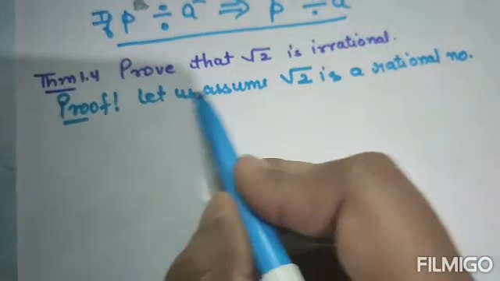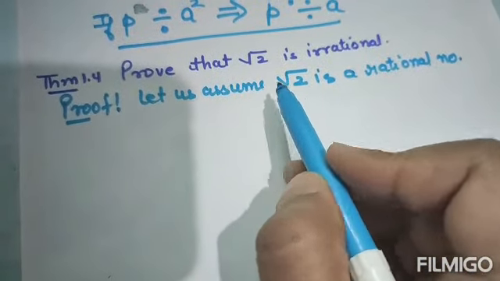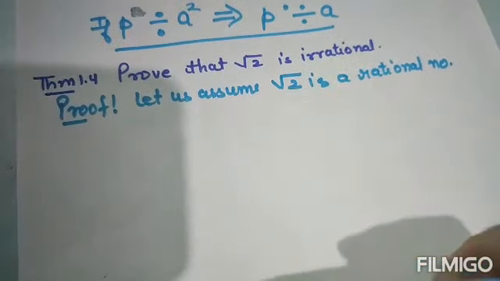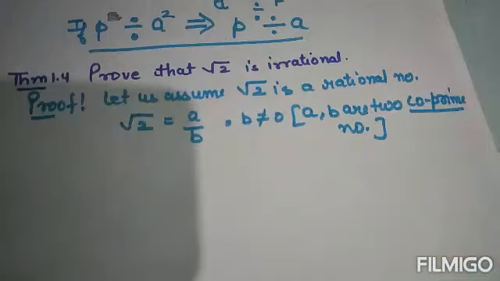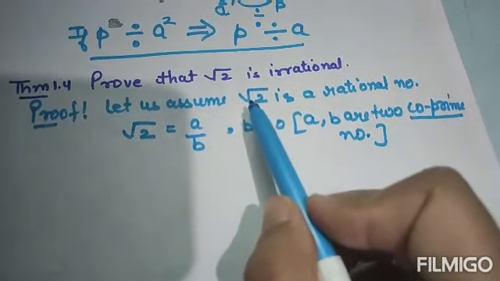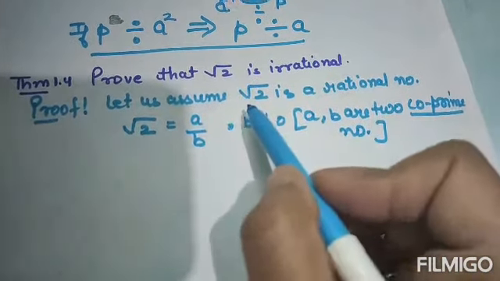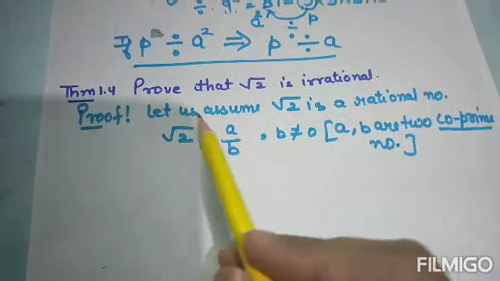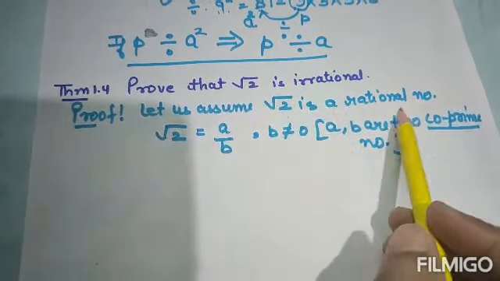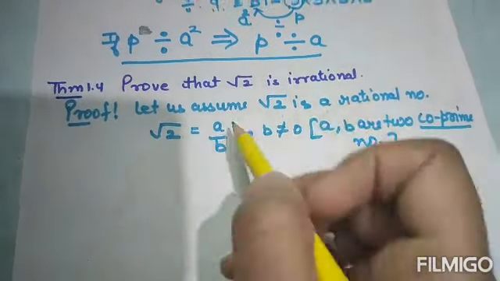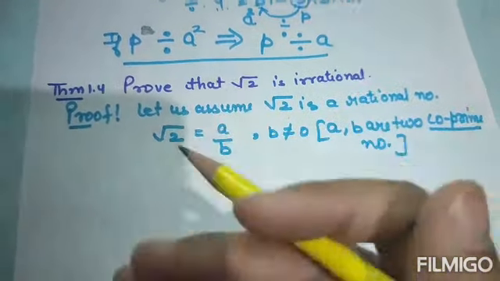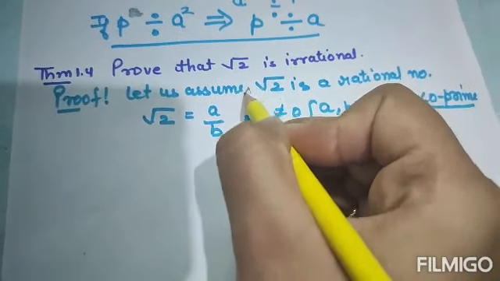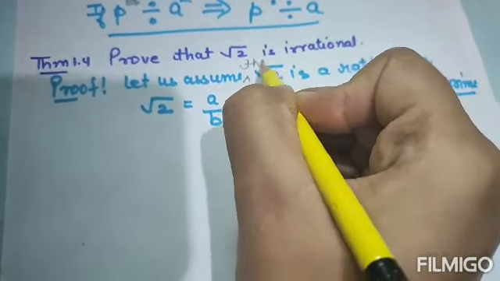Look, we have assumed the contrary. Contrary means opposite. इसका उल्टा हमने ले लिया, जिसको हम लास्ट में wrong prove करेंगे, contradict करेंगे. So, we have assumed the contrary. Let us assume root 2 is a rational number. That is, we have taken the contrary portion.